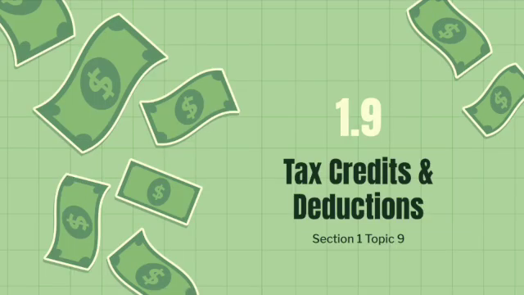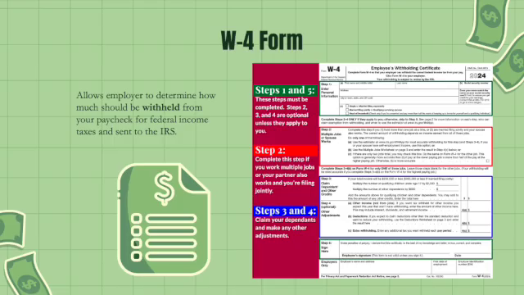Section 1, Topic 9, Tax Credits and Deductions. So first of all, let's explain the W-4 form. This is a form that allows your employer to determine how much will be withheld from your paycheck for federal income taxes and sent to the IRS. This is different from the W-2 form because the W-2 form is more for you, while this form is what tells your employer how much to withhold.